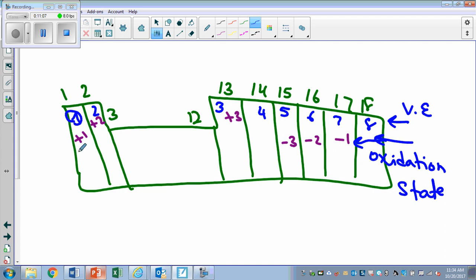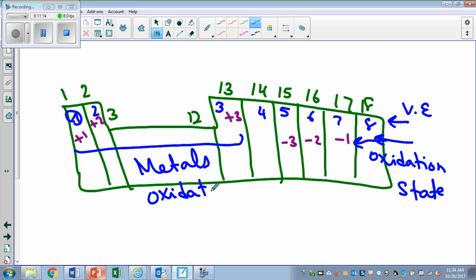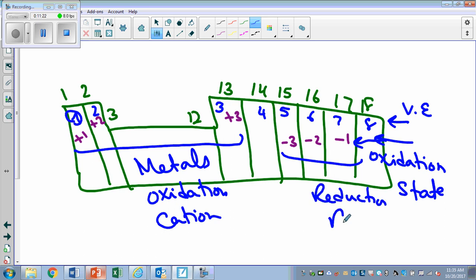So I can tell easily that all the metals will lose electrons. Okay, they go through oxidation and they make cations, positive ions. All the nonmetals go through reduction. They make anions, or negative ions.